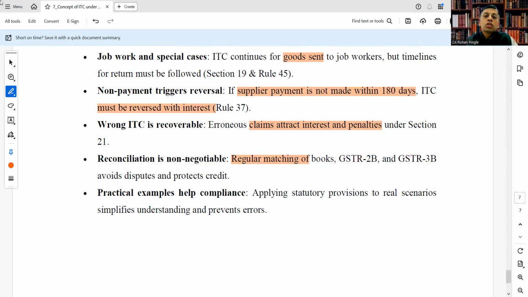So this is for today. We have covered the ITC concept. We have touched upon the basics of understanding ITC. Hope you are learning and growing.